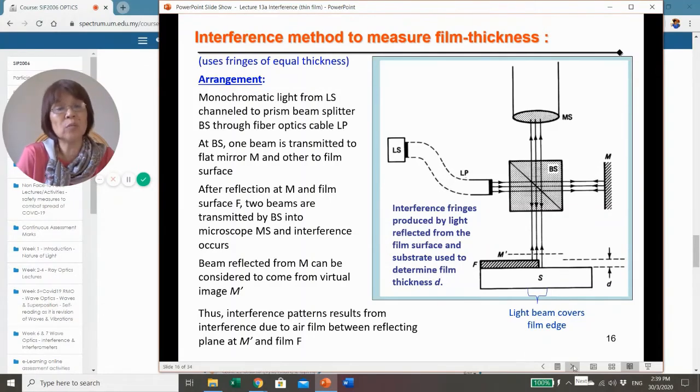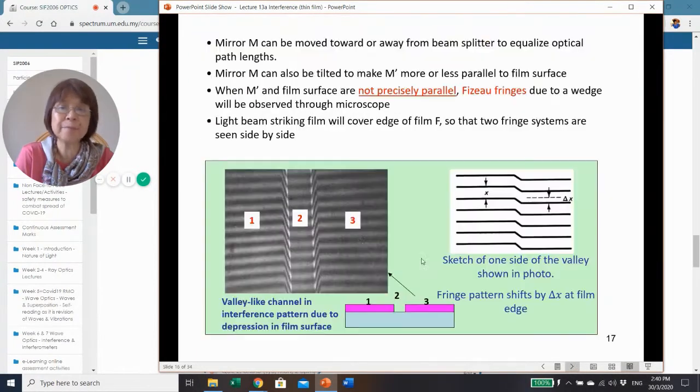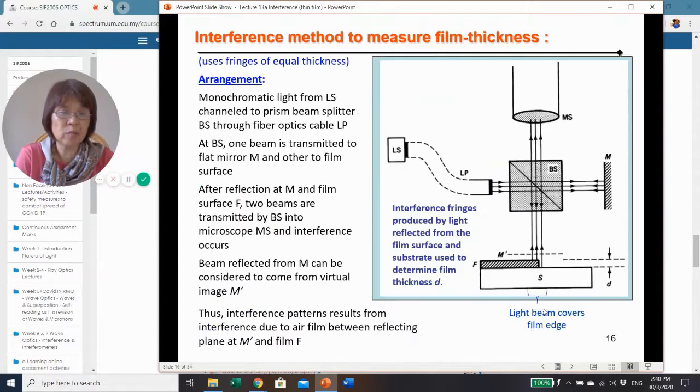So how are we going to measure the thickness D then? If we move M away or nearer, then we can adjust this virtual position M prime. And we can also tilt the mirror M so that this M prime will be just slightly not so parallel to this, so that it will form sort of a wedge.